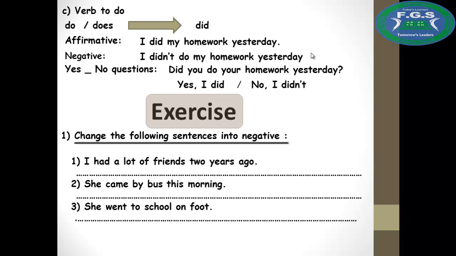Number one. I had a lot of friends 2 years ago. How can I turn this sentence from affirmative to negative? Great! The answer is, I didn't have a lot of friends 2 years ago.